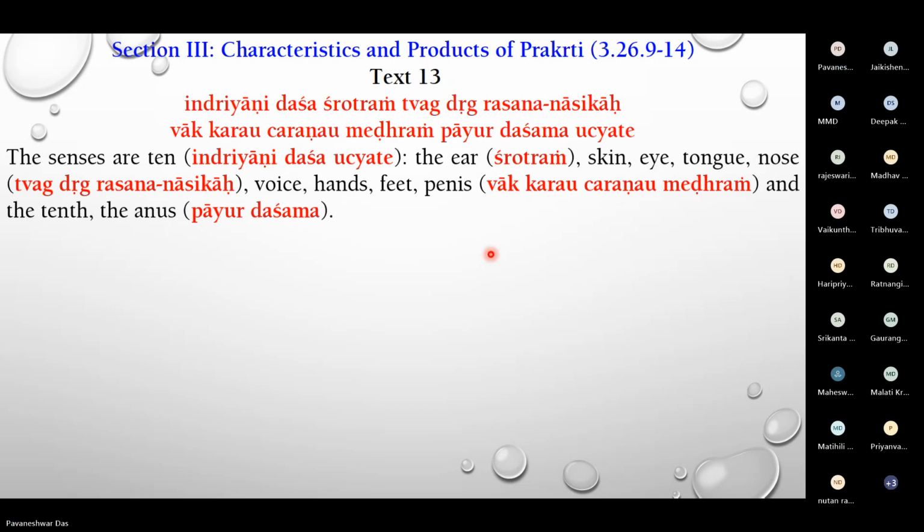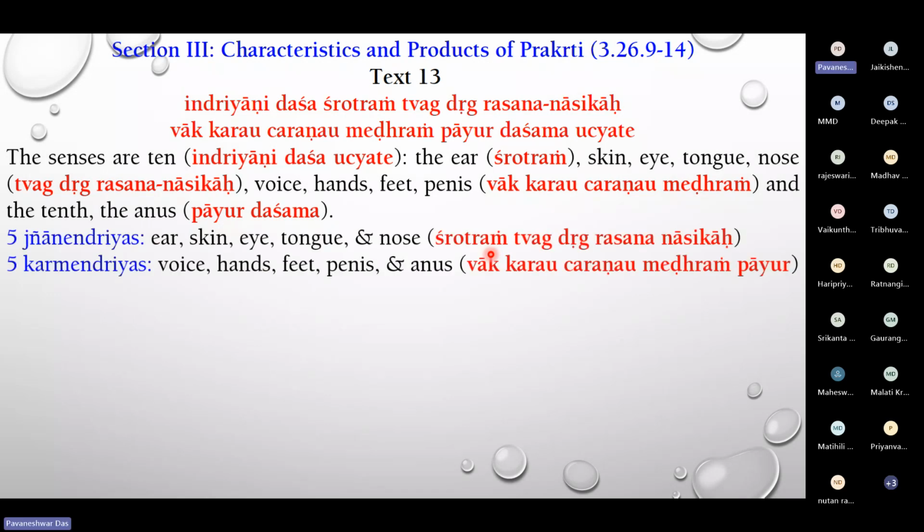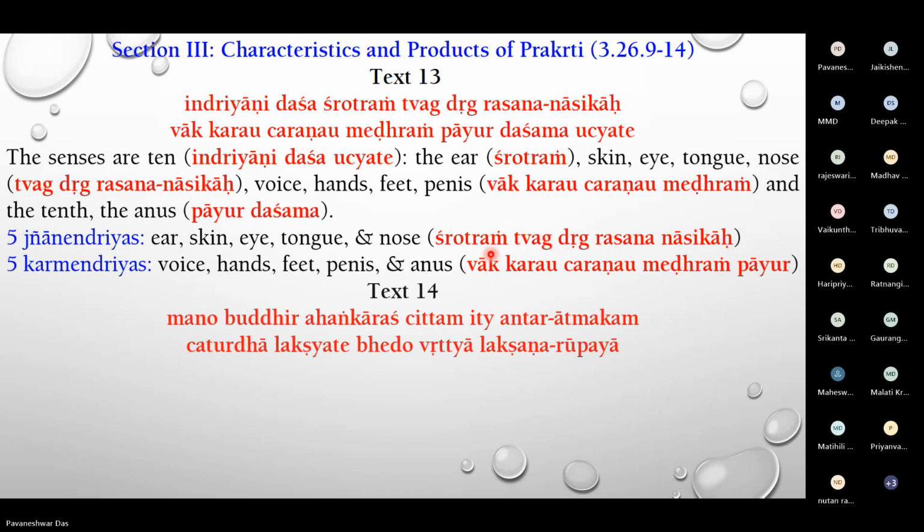What are those 10 senses? Shrotram, ears; tvag, skin; drk, eyes; rasana, tongue; nasika, nose. And then the 5 karmendriyas are voice, hands, feet, genital, and the 10th, the anus. So the 10 senses, 5 jnanendriyas and 5 karmendriyas, are indicated. Then, how many are remaining? 4 are remaining. 4 are mentioned in the next verse.